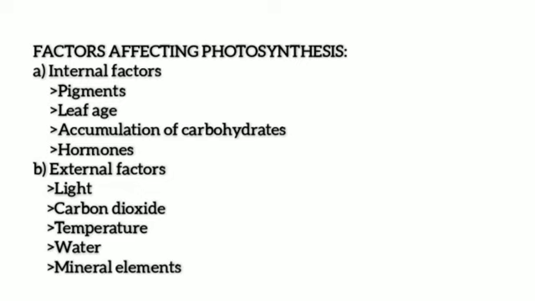Next we move on to factors affecting photosynthesis. There are two factors, the internal factors and the external factors. The internal factors include pigments, leaf age, accumulation of carbohydrates and hormones. The external factors are light, carbon dioxide, temperature, water and mineral elements.